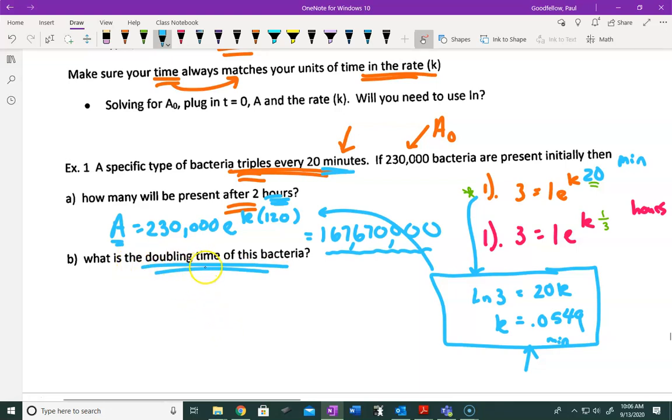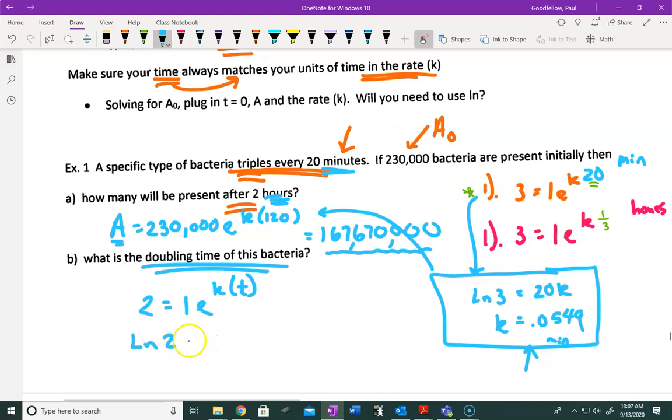What is the doubling time for the bacteria? Doubling time in this case is just to figure out how long it takes one bacteria to become 2. It's regardless if it's 230,000 to 460,000. It'll still be exactly the same. E to the kt. Now you've already calculated the k value in this particular case. The time value that you're going to end up with is going to be in units of minutes.